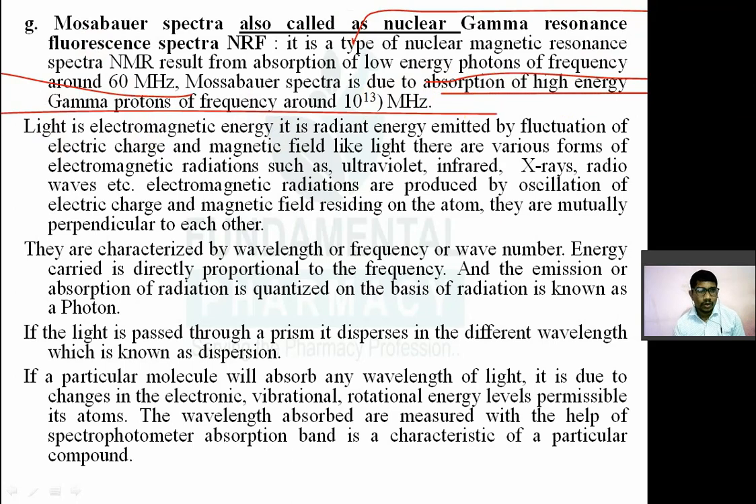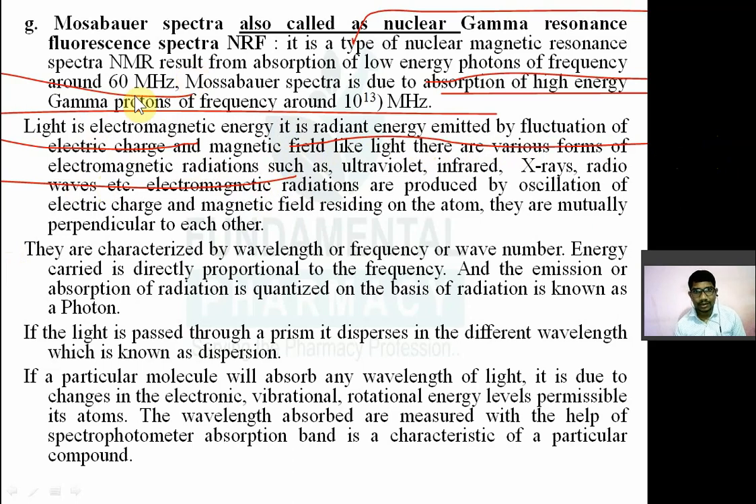What is light? Light is nothing but electromagnetic energy. It is a radiant energy emitted by fluctuation of electrical charge and magnetic field. Like light, there are various forms of electromagnetic radiation. What is meant by radiation? A particular radiation is nothing but electromagnetic energy emitted, radiant energy emitted by fluctuation of electrical charge and magnetic field.